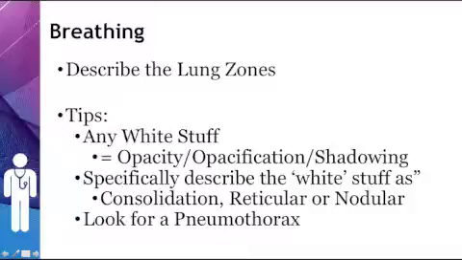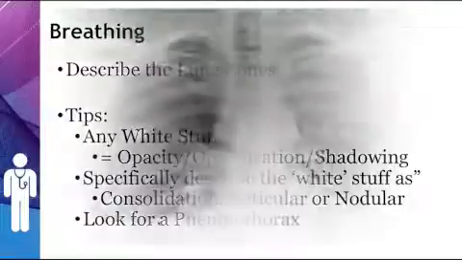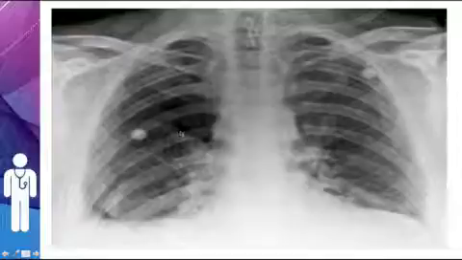You've got to describe the lung zones in detail. Look at any white stuff. Specifically describe the white stuff as consolidation, reticular shadowing, or nodular. And always look carefully for a pneumothorax. Here's an example of a pneumothorax here.